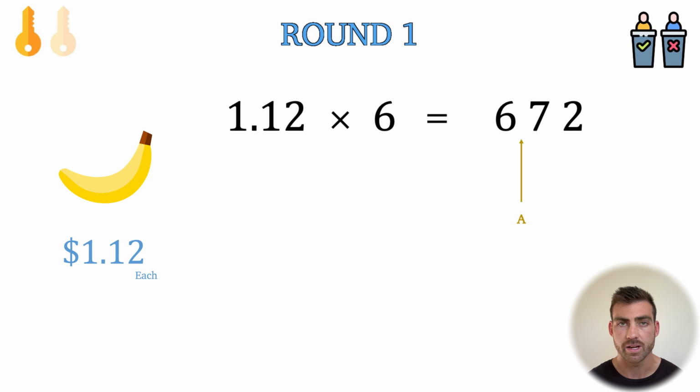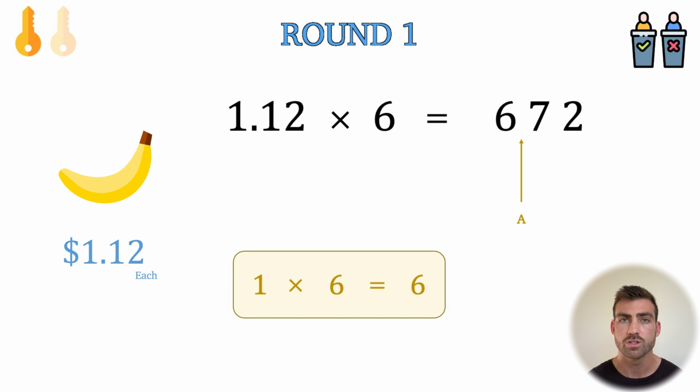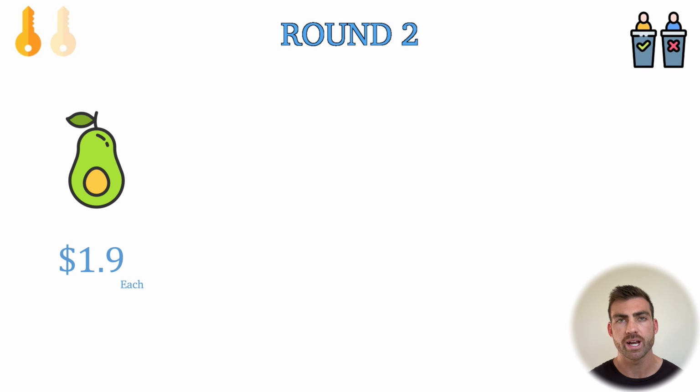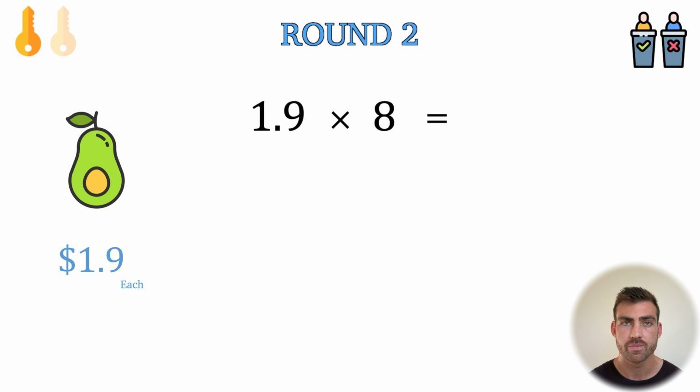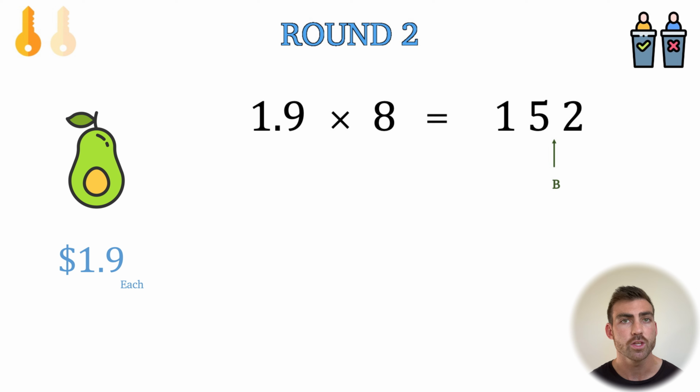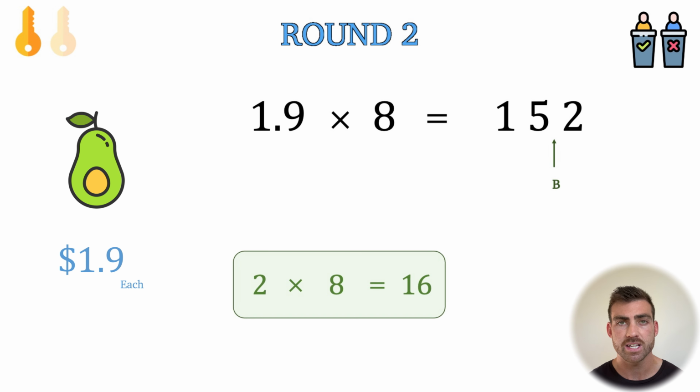To help with the next round, a tip is to round your decimal to the closest whole number. For round 1, this would be 1 times 6 equaling 6. Let's move to round 2. If the price of one avocado is $1.9, then if we purchased 8 of them, this is 1.9 times 8. Again, this is the answer, but it is missing the decimal point. What is the correct placement for the decimal point? If you selected option B, you are correct. Again, round the decimal to the nearest whole number, making the decision easier to see.